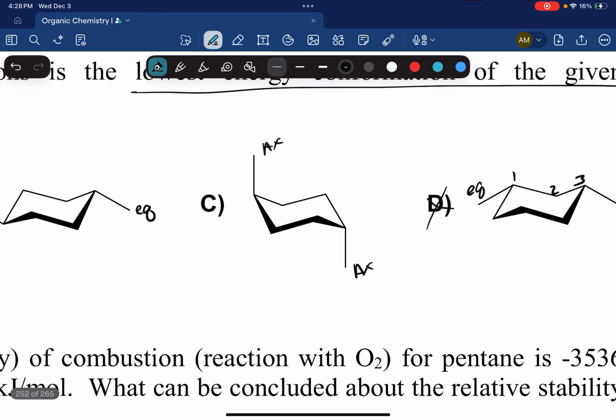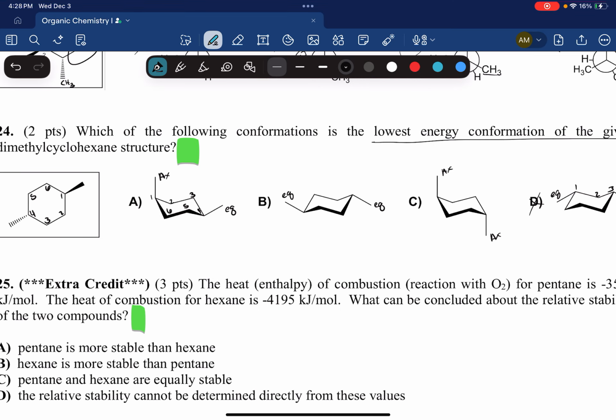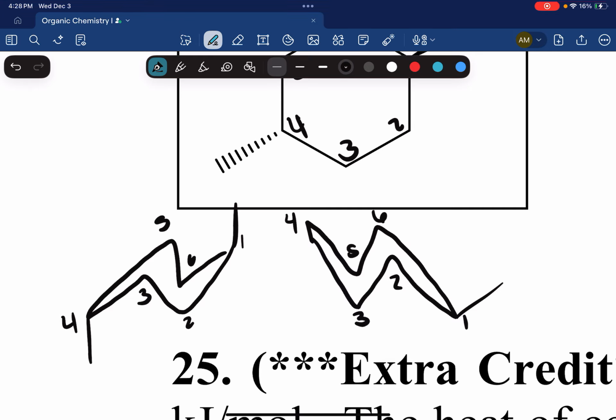These are on the wrong carbons. So I went ahead and just got rid of D. All right. I'm going to go ahead and draw these. So we've got chair 1, chair 2. 1, 2, 3, 4, 5, 6. Okay. We said bold was up. So we've got up, up. And dashed was down, down, down.